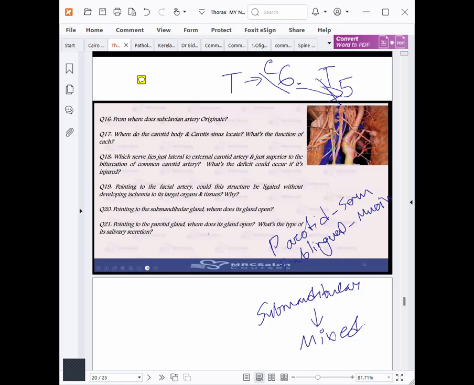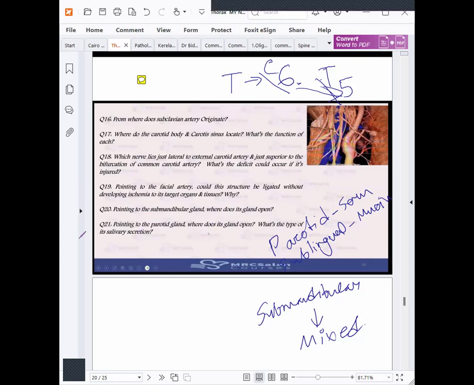I think it should be duct and not gland. Yes, it should be duct. It is not the gland, it is the duct. It passes above the masseter and pierces the buccinator. And where does it open? Opposite the upper second molar tooth.